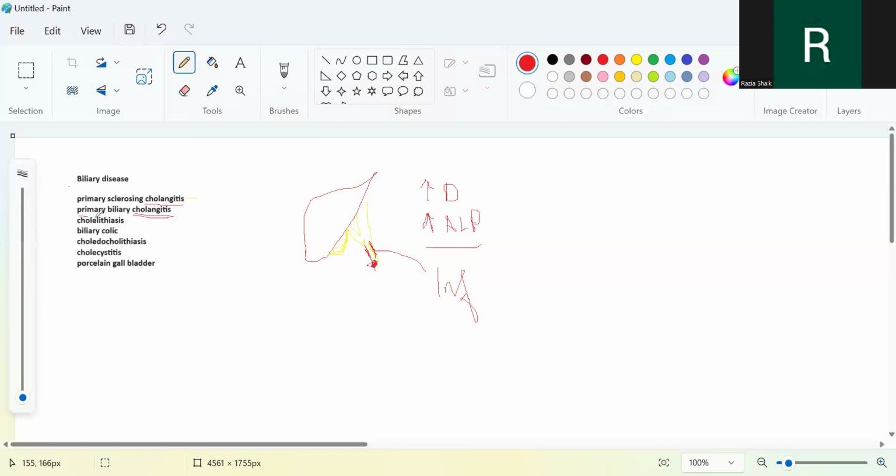Primary, anytime you see primary, it means we don't know the cause. And most of the time it turns out to be autoimmune. Maybe there will be some underlying celiac disease, or maybe there is Crohn's disease. So we need further investigations in these cases.